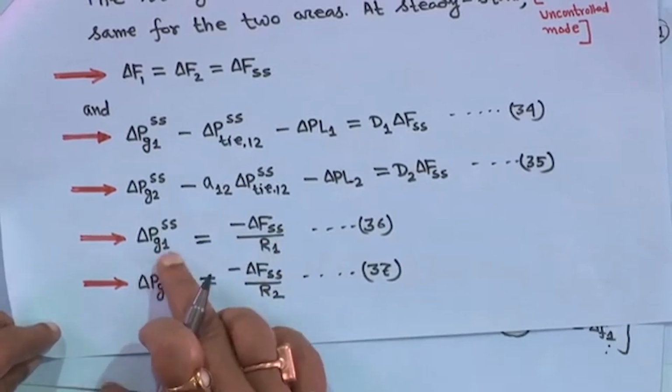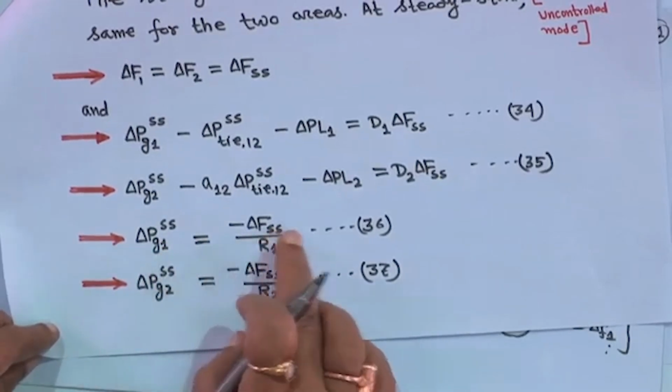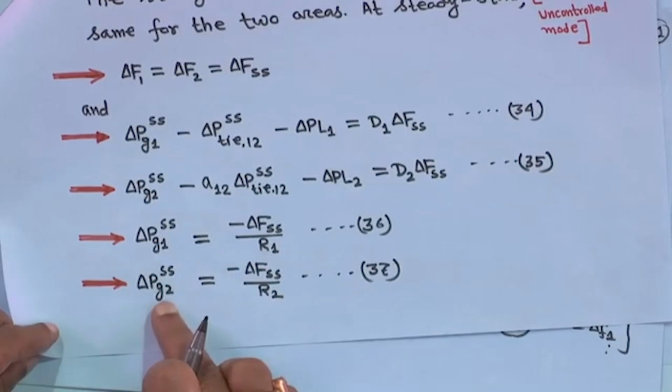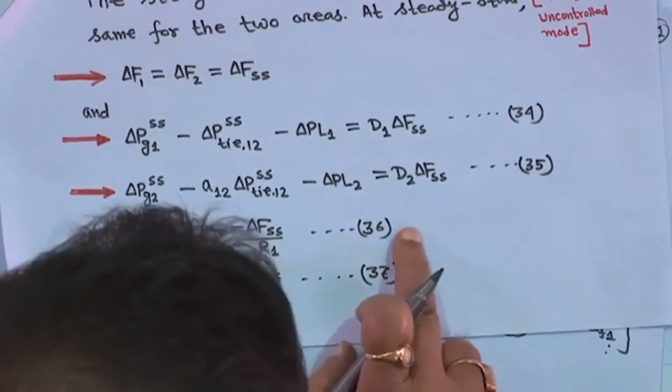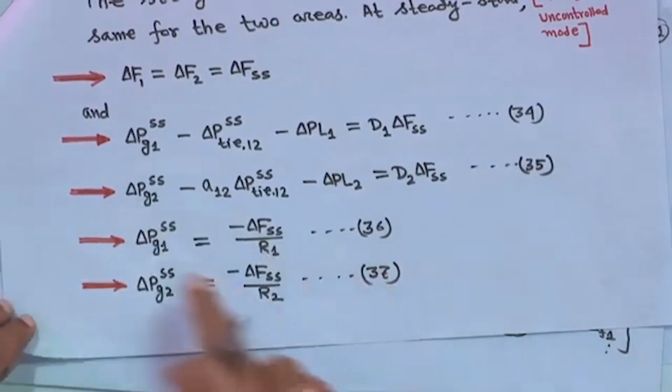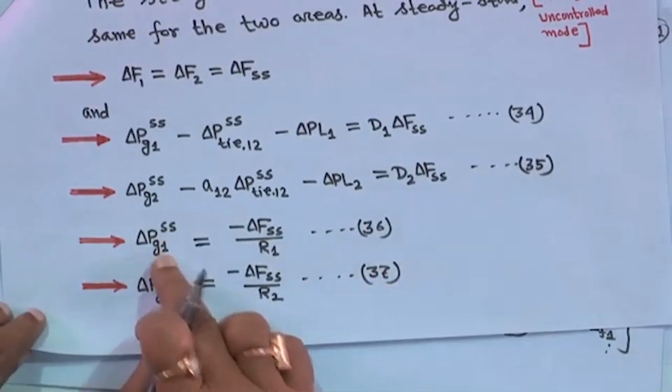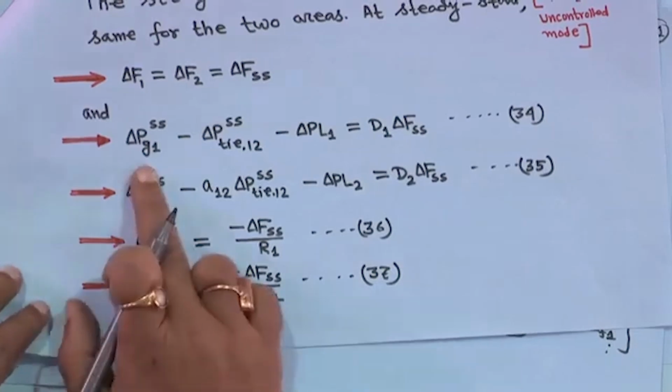So, for area 1, delta Pg1 SS will be minus delta FSS upon R1, and delta Pg2 SS is equal to minus delta FSS upon R2. This is equation 36, this is equation 37. Now, this delta Pg1 SS and delta Pg2 SS you substitute here.